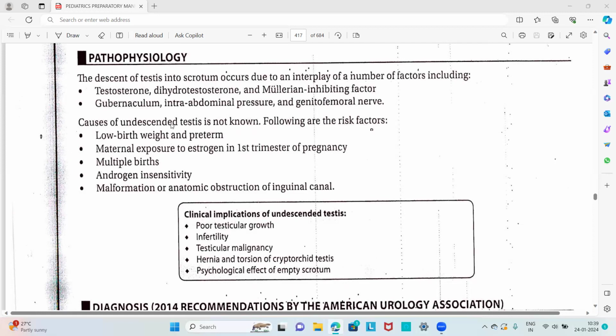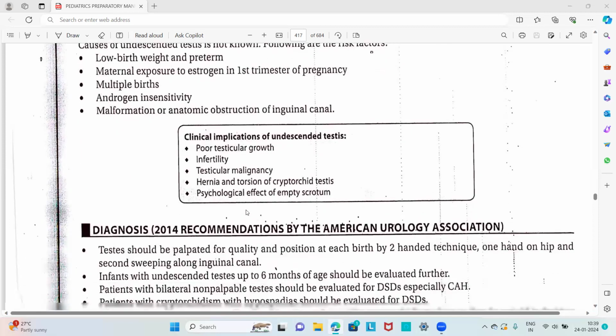The cause of the undescended testis is not known. There are some risk factors for the development of cryptorchidism, like low birth weight and preterm birth, maternal exposure to estrogen in the first trimester of pregnancy, multiple births, androgen insensitivity, and malformation or anatomic obstruction of the inguinal canal. These are the risk factors for development of the undescended testis, but the cause is unknown.